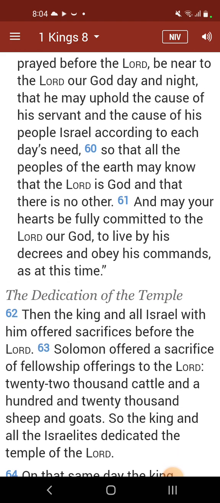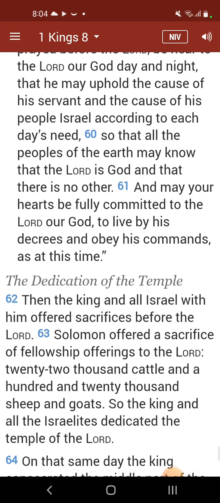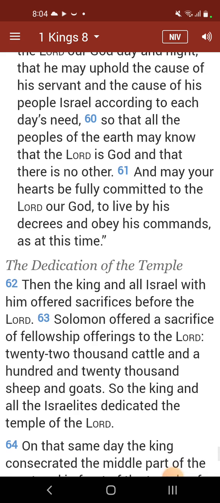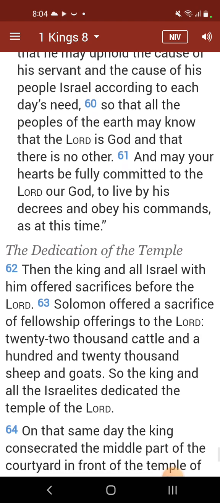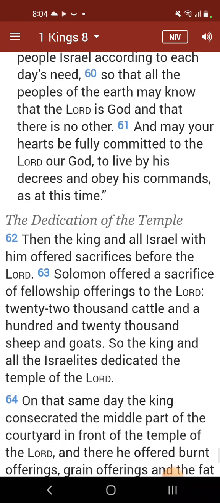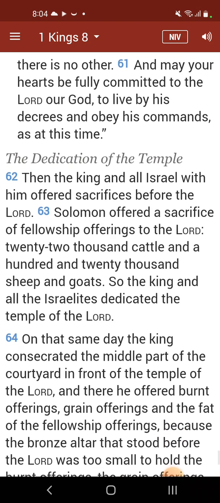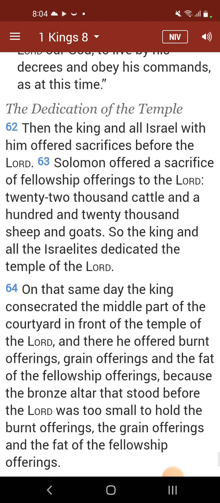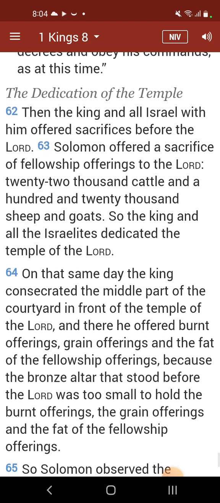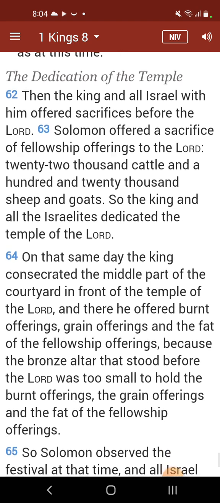And may your hearts be fully committed to the Lord our God, to live by his decrees and obey his commands, as at this time." Then the king and all Israel with him offered sacrifices before the Lord. Solomon offered a sacrifice of fellowship offerings to the Lord, 22,000 cattle and 120,000 sheep and goats. So the king and all the Israelites dedicated the temple of the Lord.